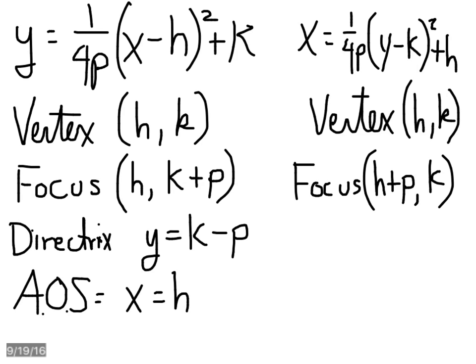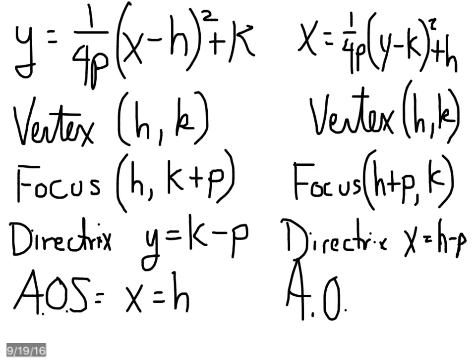And the k is not going to be moved. The directrix is going to be x equals h minus p. And the axis of symmetry is going to be y equals whatever the k is.